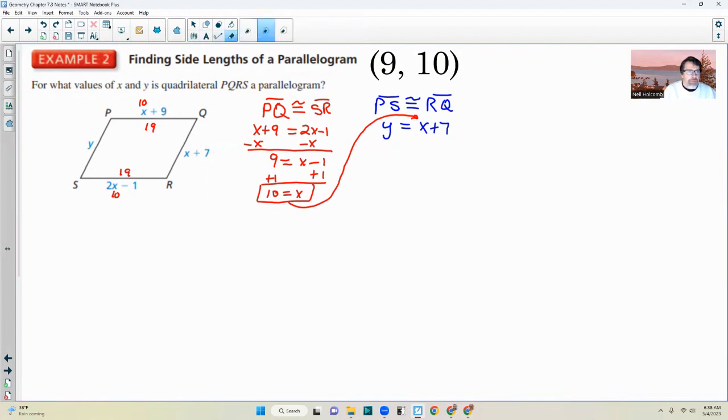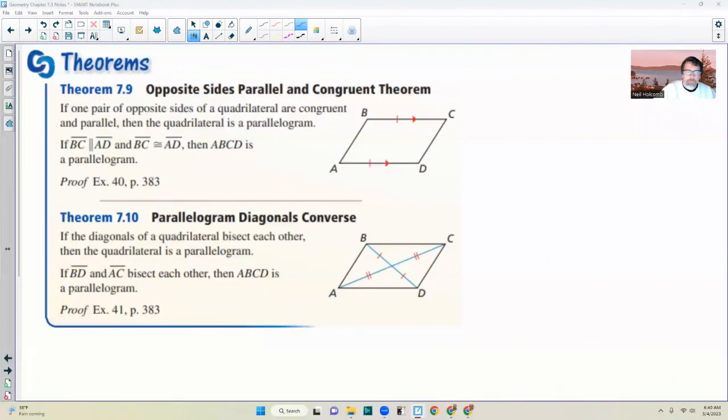So y equals, substituting in 10 plus 7, y equals 17. So y is 17, and this is 17, because 10 plus 7 is 17. So if x is 10 and y is 17, that would make this quadrilateral, PQRS, a parallelogram. So nice to be able to do problems numbers 9 and 10 in your exercises.